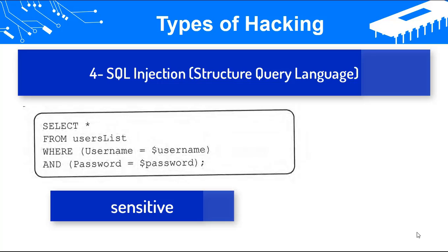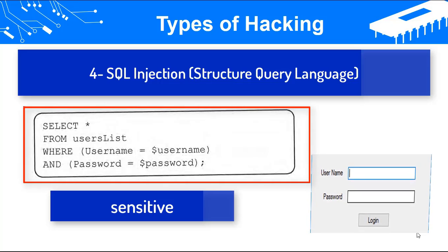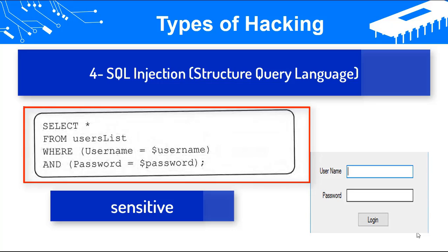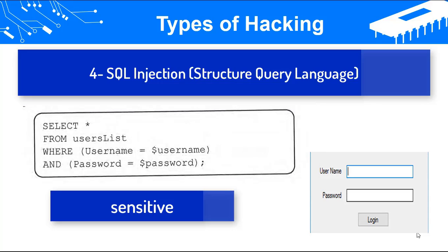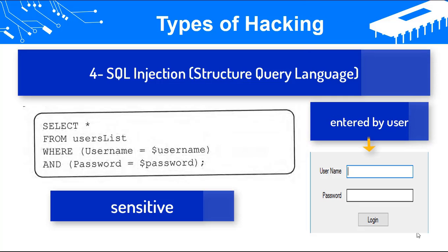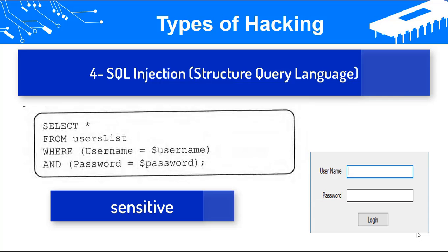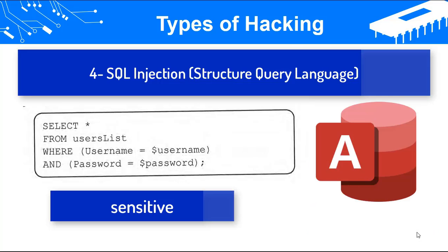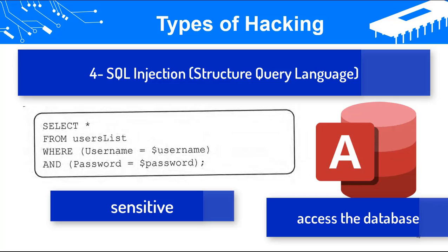Then, a user will run this query by inputting his username and password. An interpreter will execute the code using the input supplied by the user. If the username and password match up with those in the user list, then the user will be allowed to access the database files.